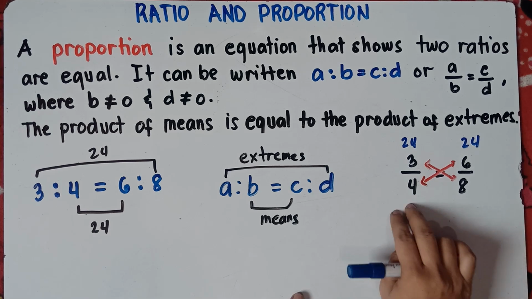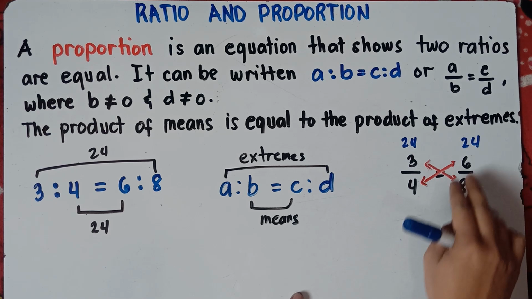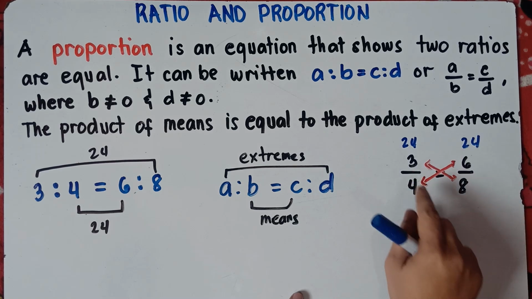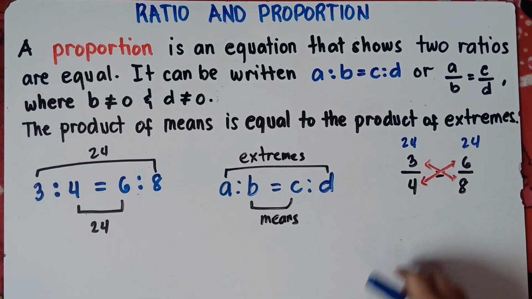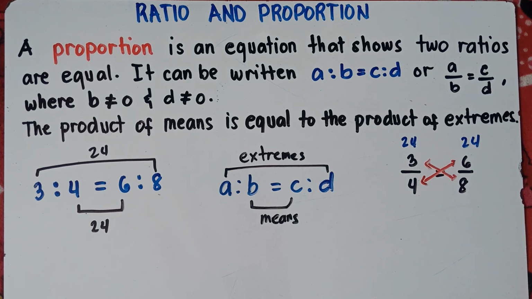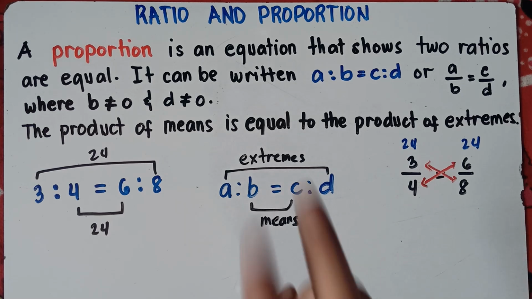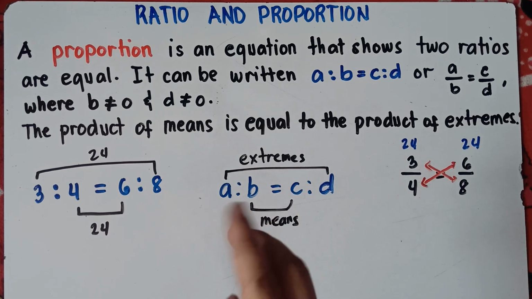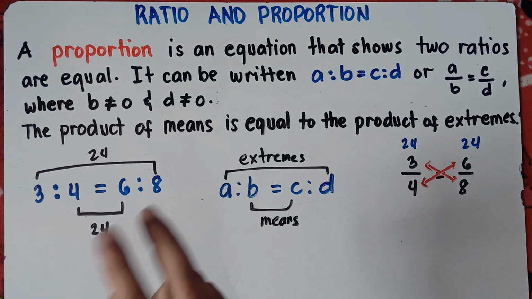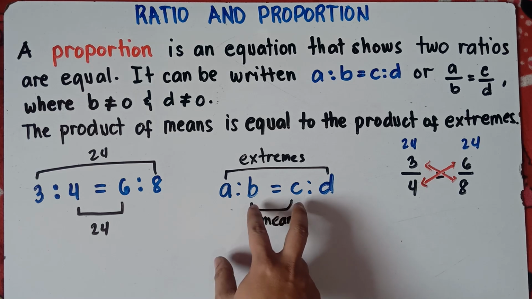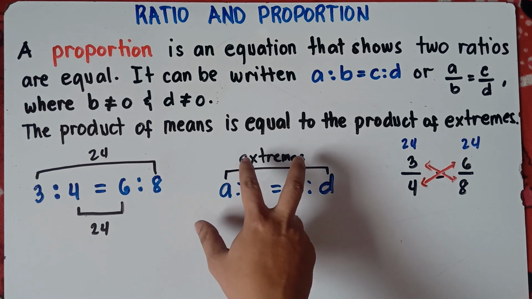To check if the ratios are equal, you can do cross multiplication, class. If you cross multiply and they have the same answer, therefore this is a proportion. So I hope you understand the proportion, class. A proportion shows that two ratios are equal. Question, once again, how will you check, sir? If the two ratios are equal, you multiply, class. The product of the means is equal to the product of the extremes.